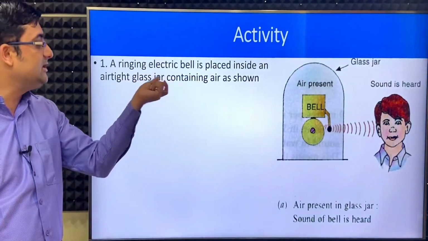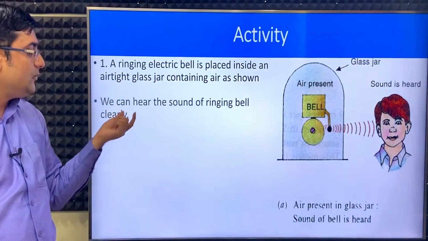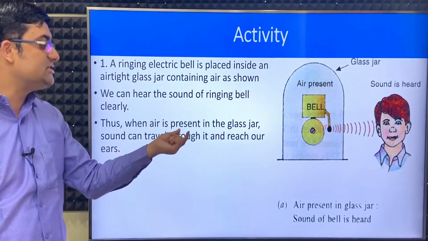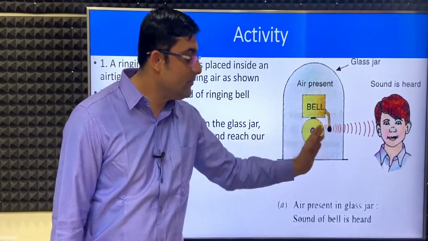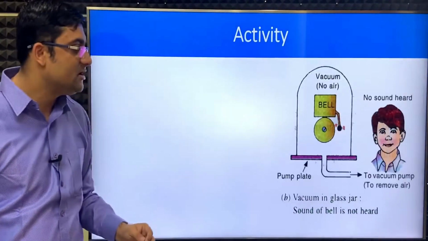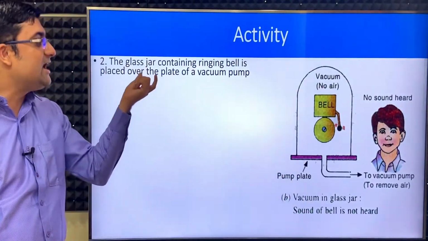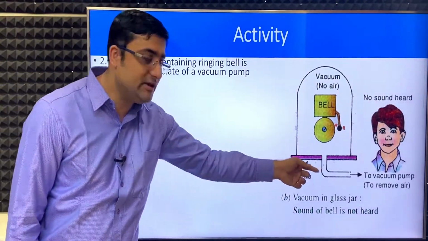A ringing electric bell is placed inside a tight glass jar containing air, as shown over here. We can hear the sound of the ringing bell clearly. Thus, when air is present in the glass jar, sound can travel through it and reach our ears. So here, when the bell is ringing, because air is present, we can hear the sound. Now guys, what happens when you take out all the air? Sound goes. The glass jar containing the ringing bell is placed over the plate of a vacuum pump over here.